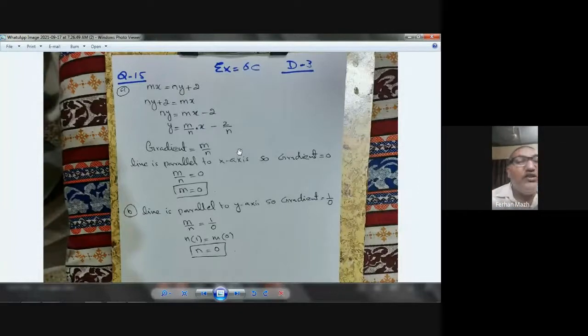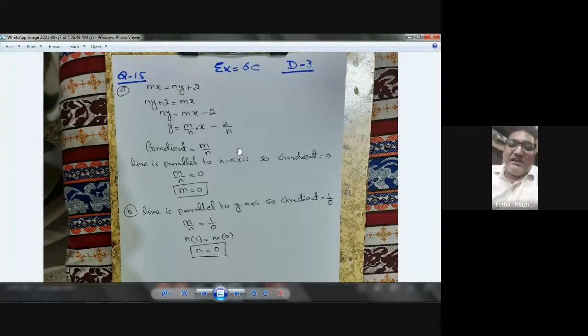So what I will do is make the gradient equal to 0. I know the gradient of my line was m divided by n, so I make m by n equal to 0. So m will equal n multiplied by 0, which means m equals 0. So that is the A part of this question.